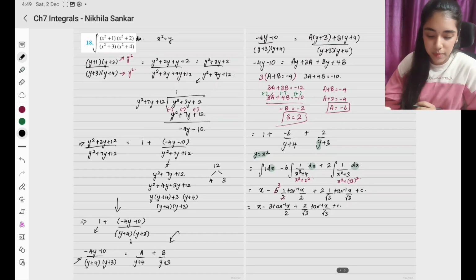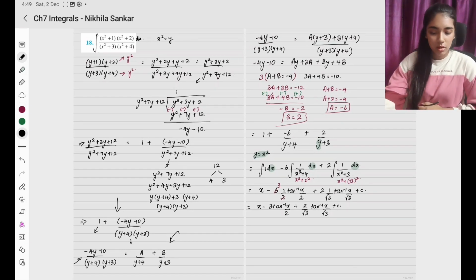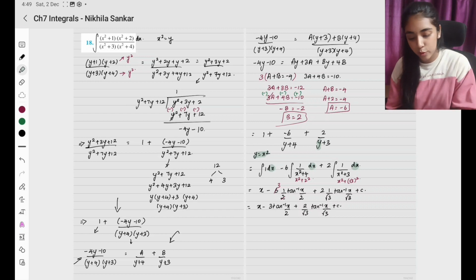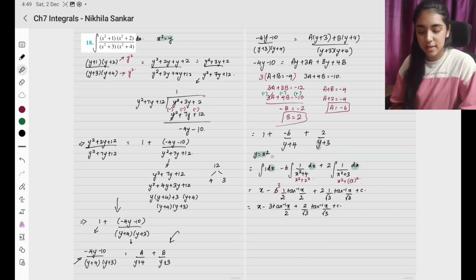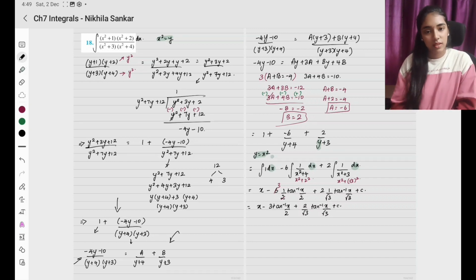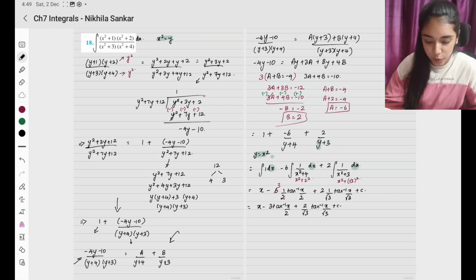Okay, please copy. This is a little long question, but it's very easy. First of all, I am putting the value for x square in that. Then I am solving everything. Before taking the integral, I am resubstituting y equals x square. Okay, we are using the partial fraction method here.